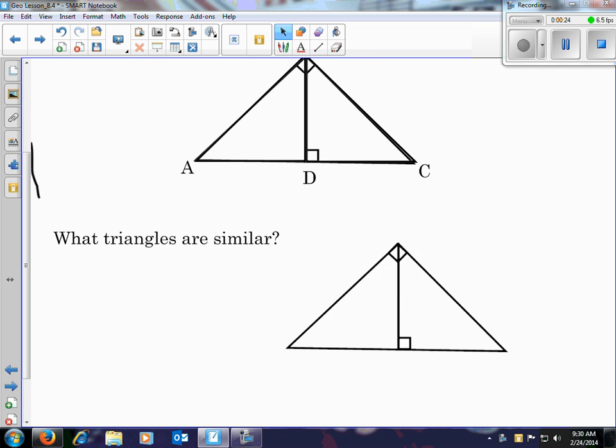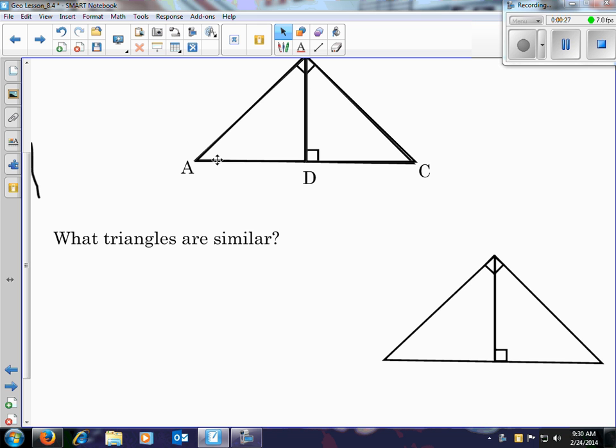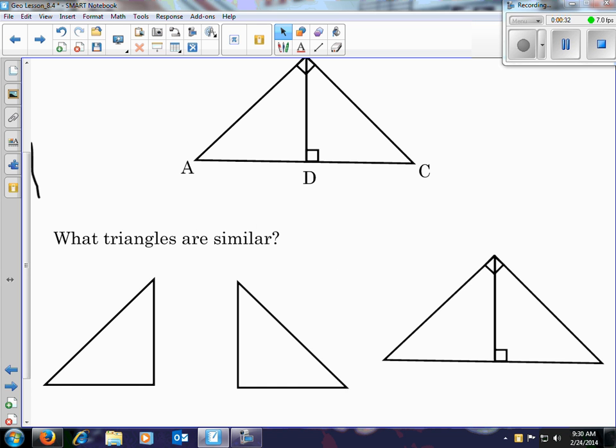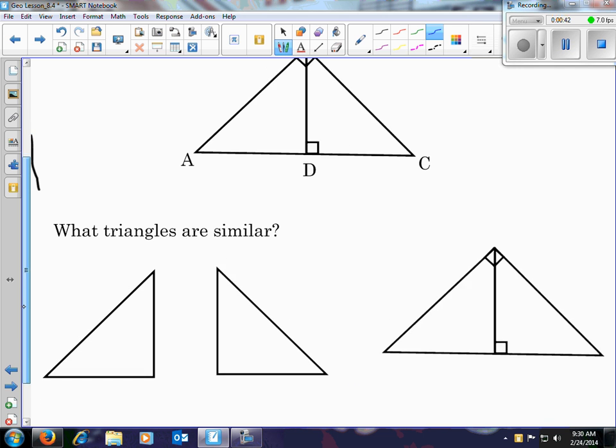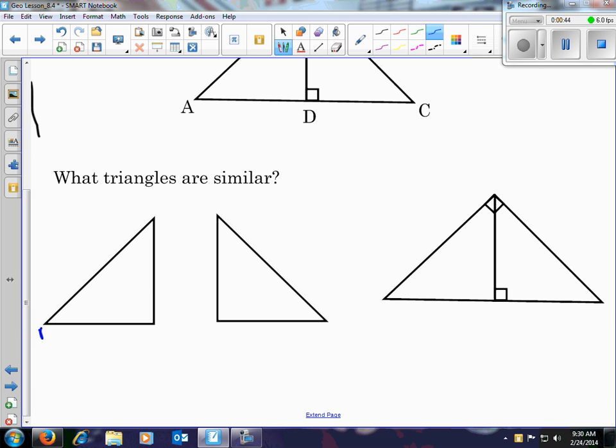So I'm going to separate them. I have the main triangle, and I have one little triangle, and I have two little triangles. So I have these three triangles, and I'm going to decide which ones are similar. I'm going to label them like they are up here. So I have A, B, D, and this one is D, C, B, and then this one is A, B, C.